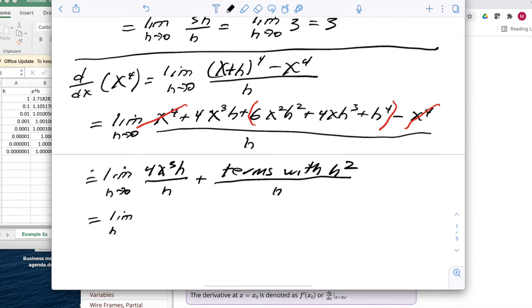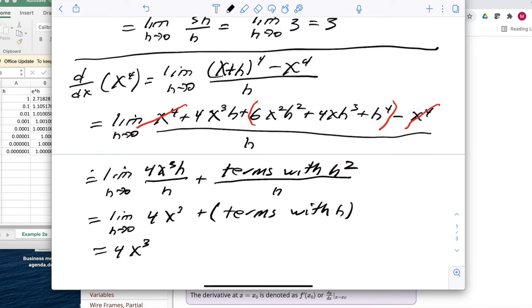The limit as h approaches 0 of 4x cubed plus these now become terms with h, and as I take the limit, that becomes 4x cubed, because if there's an h in the term, it's going to 0. So this is the basic justification for that first rule.